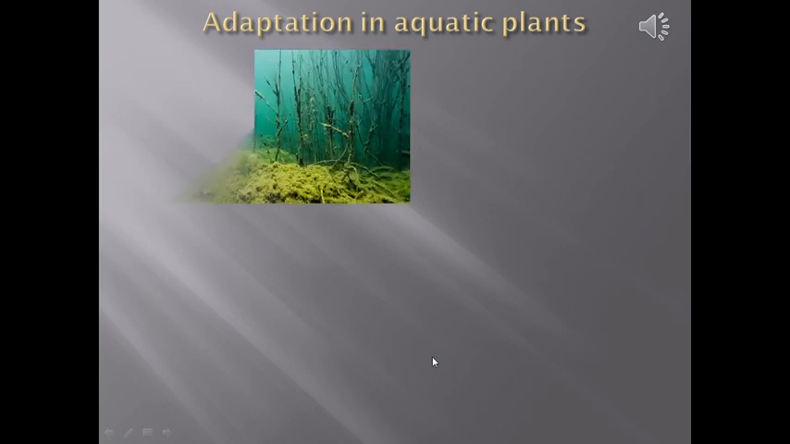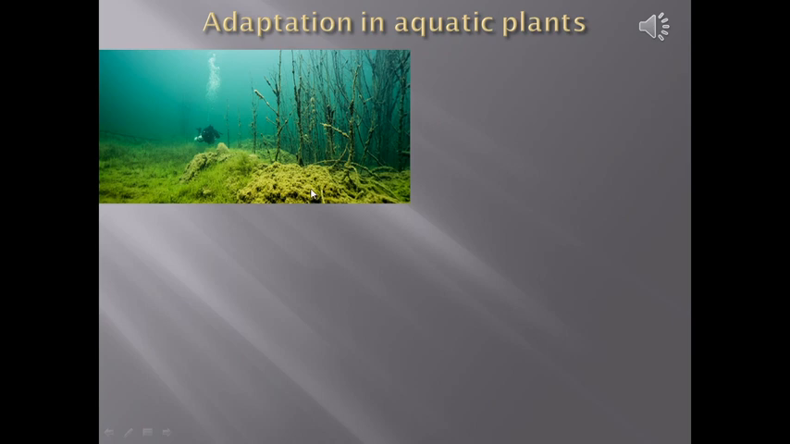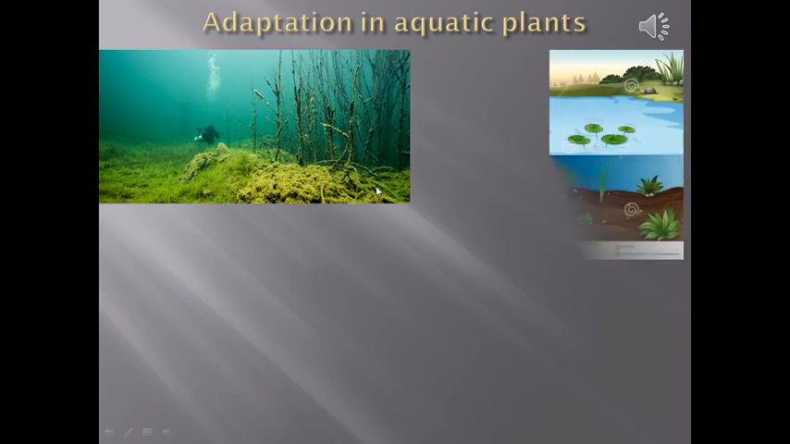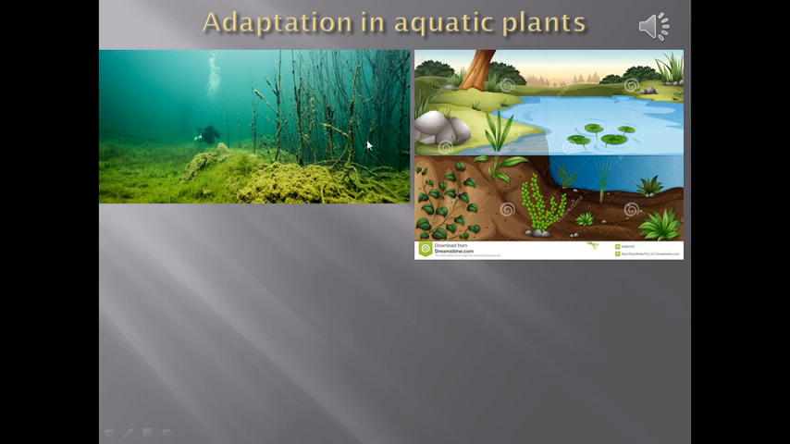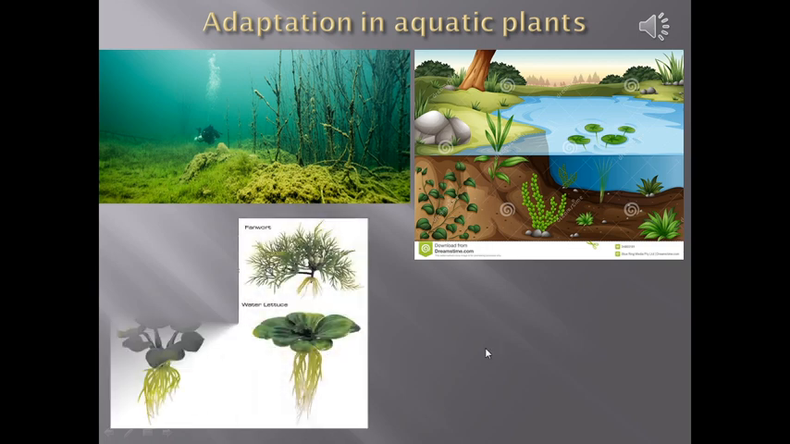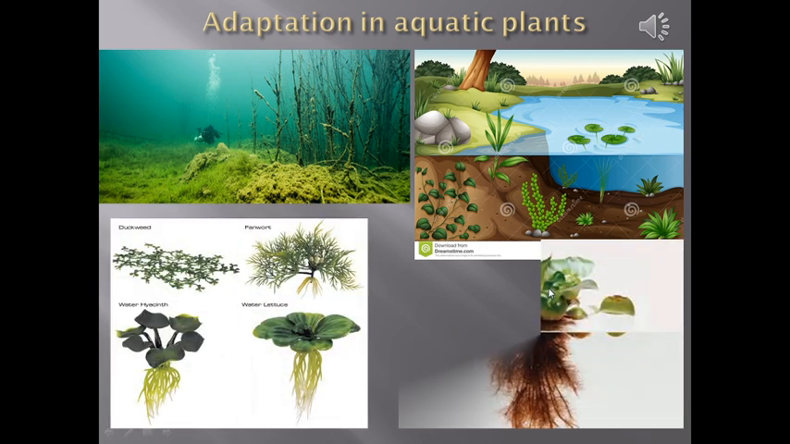To begin with, let's check the adaptation in aquatic plants. Aquatic plants are those plants which grow in water. Some of the aquatic plants are firmly rooted in the soil at the bottom of the water bodies. Their stems are submerged while leaves and flowers float on the surface. However, some plants are entirely afloat. Their roots are not anchored in the soil.